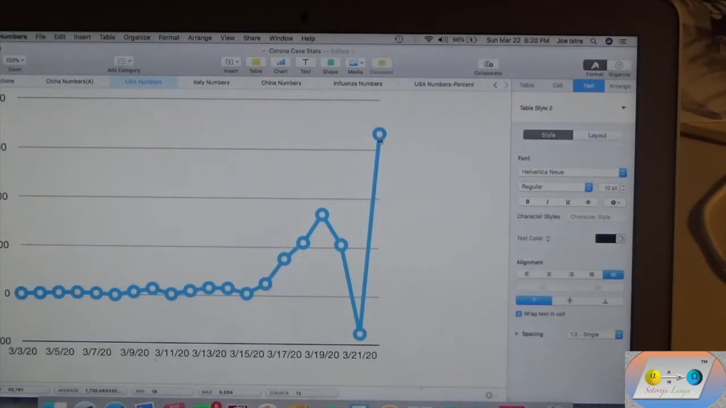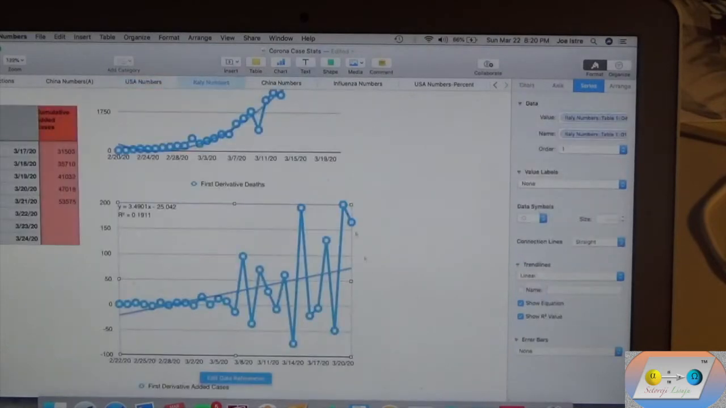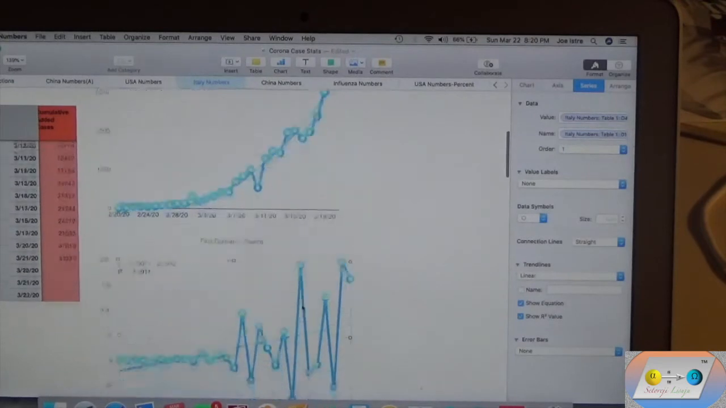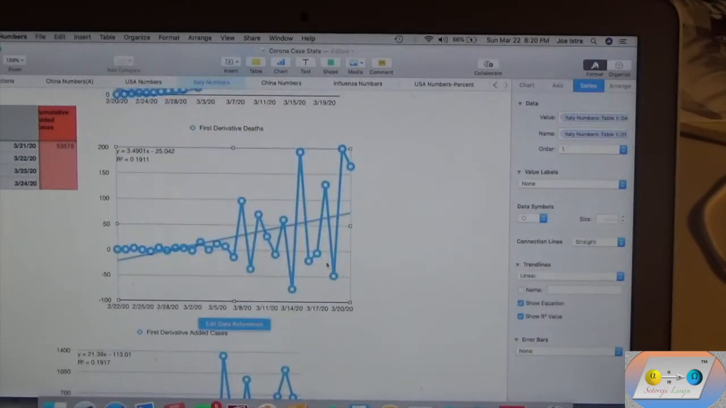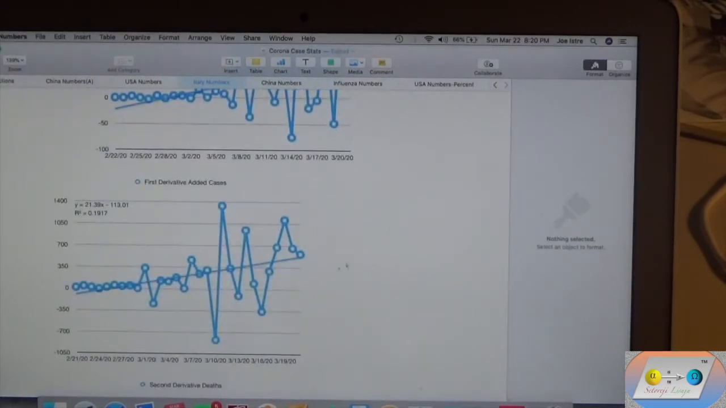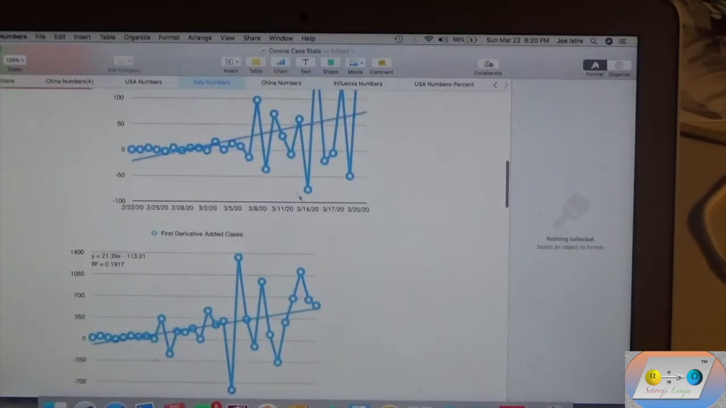But anyway, this noise suggests either fraud or different collection techniques. But in Italy, it's very clear that the noise is probably either different collection techniques from segment to segment, or just flat out estimations or fraud. No judgment yet. We'll have to figure it out later on. And because of the first derivative, added cases, same amount of noise.